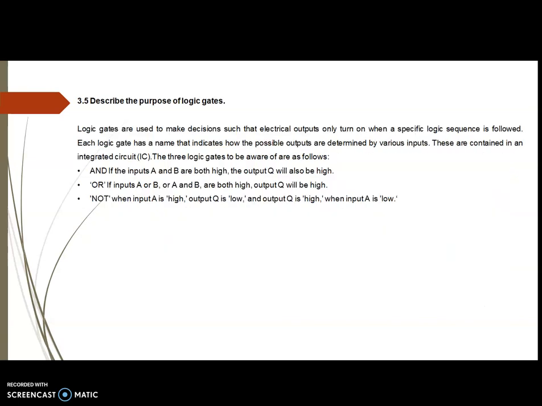3.5 Describe the purpose of logic gates. Logic gates are used to make decisions such that electrical outputs only turn on when a special logic sequence is followed. Each logic gate has a name that indicates how two possible outputs are determined by both inputs.